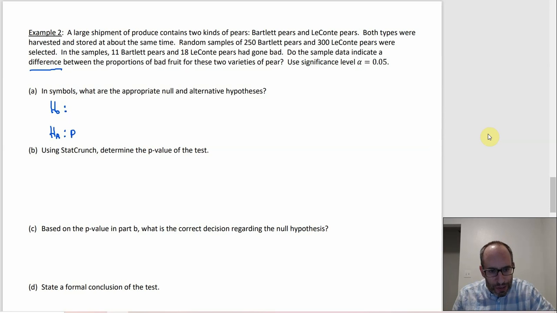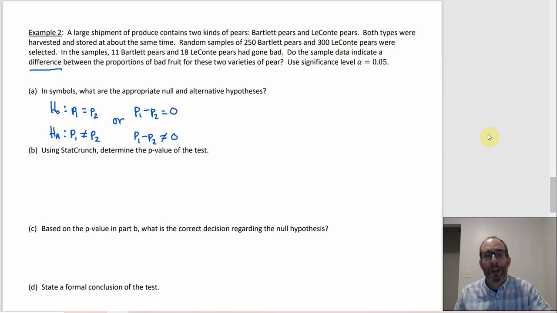So I guess if we just did it with 1s and 2s, you could write it as where the alternative is P1 not equal to P2, and then the null would be that P1 equals P2. Or if you prefer the phrasing with the zeros in it, like P1 minus P2 equals 0 for the null, and P1 minus P2 is not equal to 0 for the alternative, that's equivalent. That would still work.